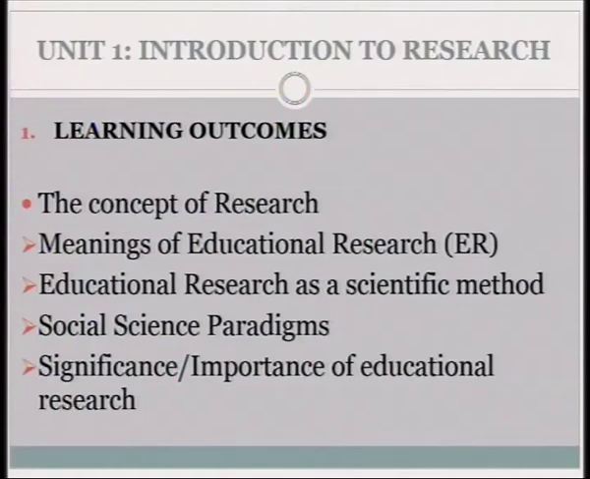Unit 1 has also learning outcomes. One is to understand the concept research. What does the word research entail? Second, under the understanding of the concepts, then we have the meanings of educational research. We have the understanding of educational research as a scientific method, and to also understand social science paradigms or frameworks or methods that are used in this research, and also be able to understand the significance and importance of educational research for educators. So this is one of them.